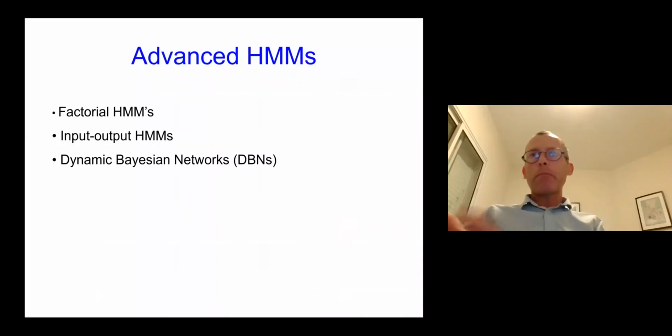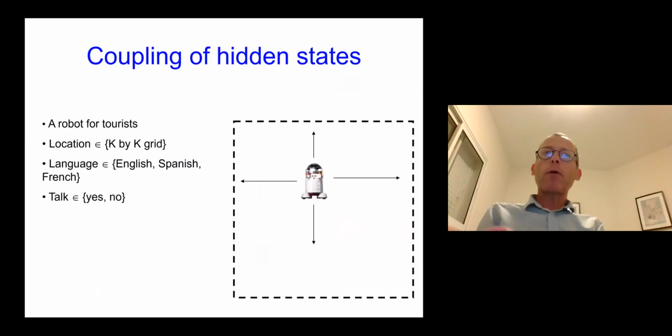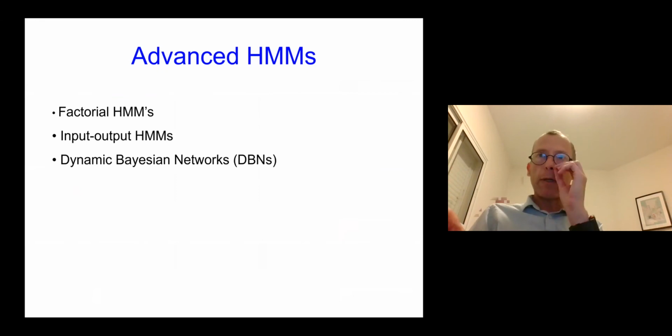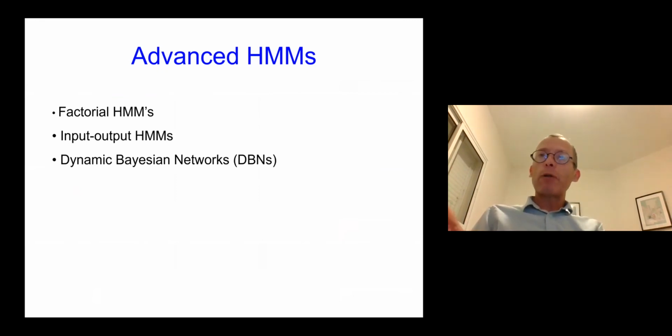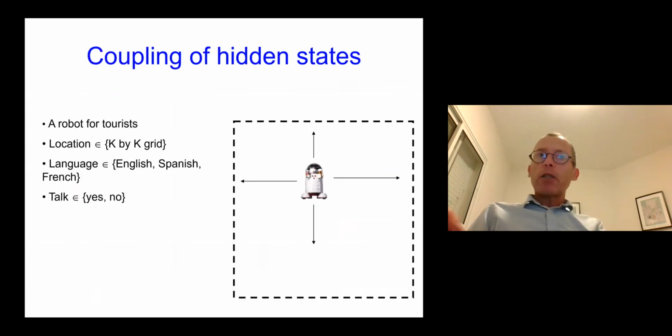Okay, so let's talk about 3 extensions of HMMs. One is called factorial HMM. One is called input-output HMM. And the last one is called dynamic Bayesian networks, which is basically almost a hybrid between HMMs and Bayesian networks. So let's start with factorial HMMs.